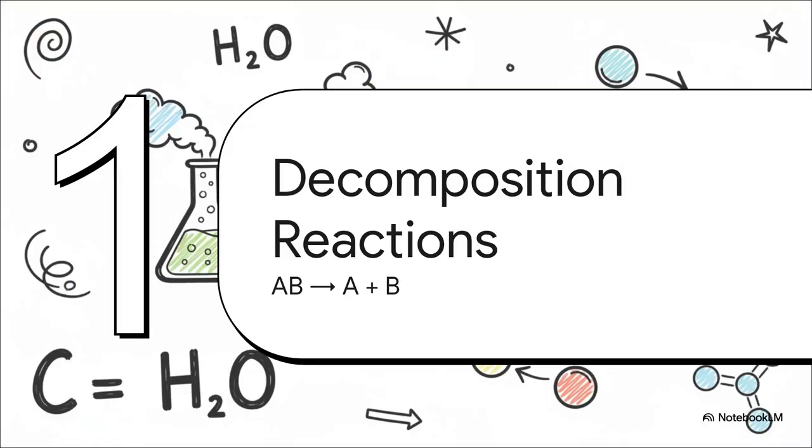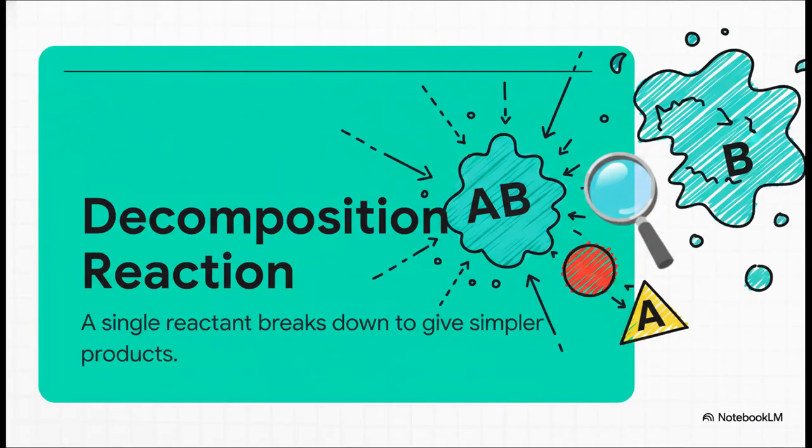All right, let's move to our second type of reaction for today. This one is the exact opposite of a combination reaction. It is called a decomposition reaction. So, in a decomposition reaction, a single reactant breaks down or decomposes to give two or more simpler products. It's just the reverse of combination. Here, one compound, AB, breaks apart to give A and B.